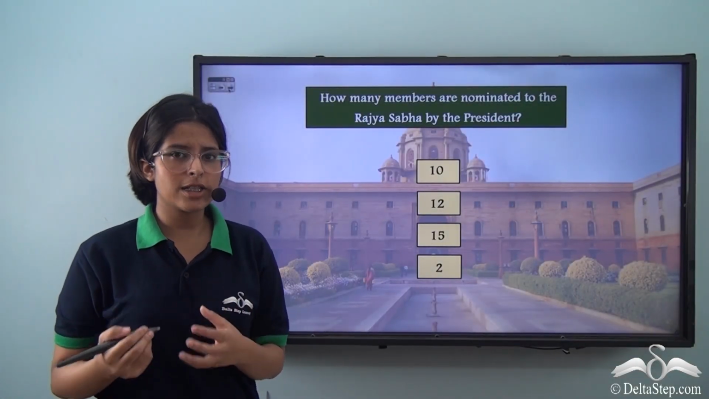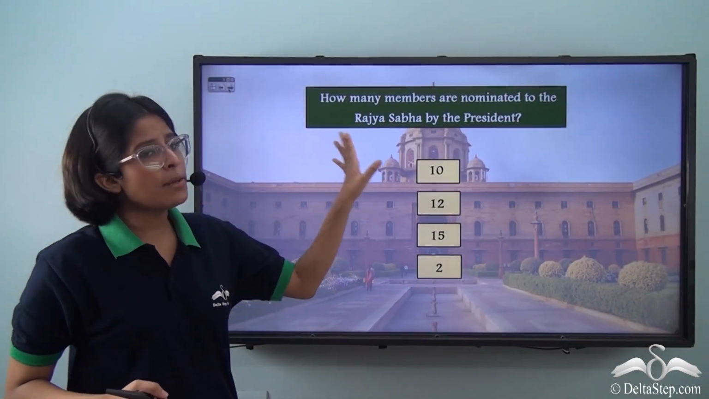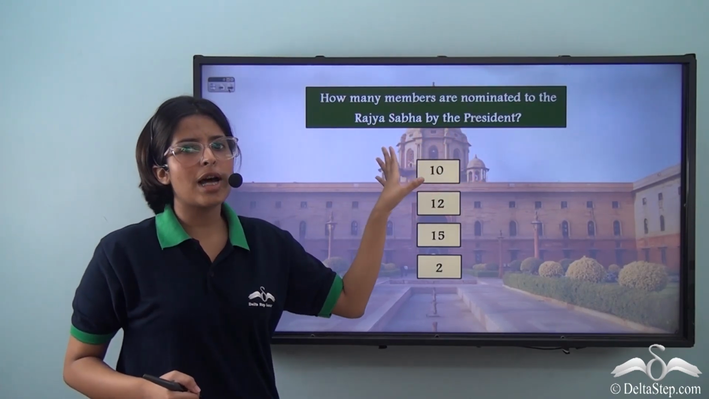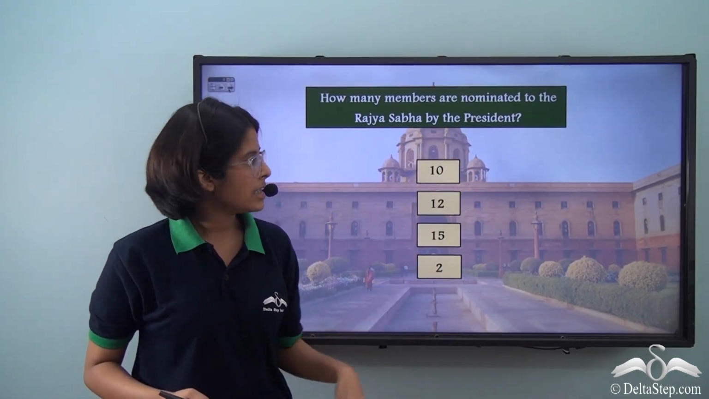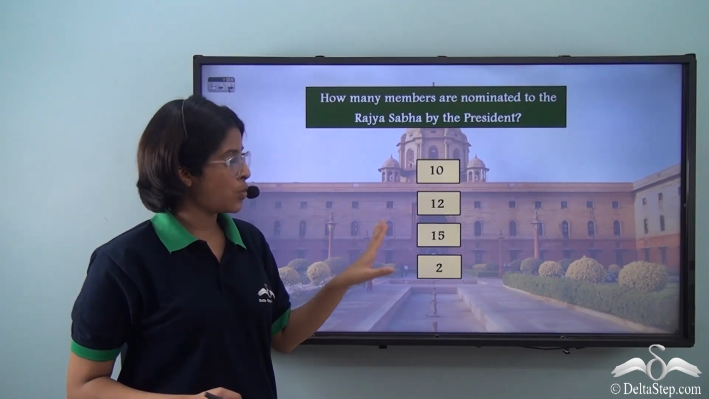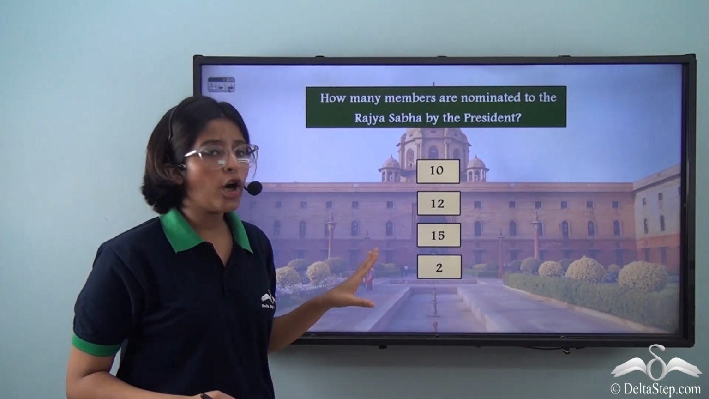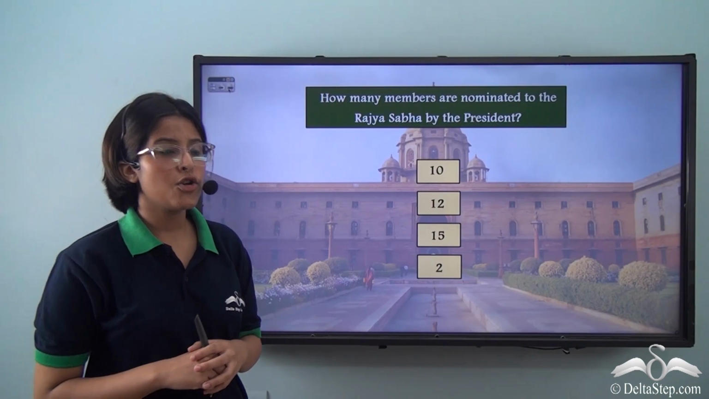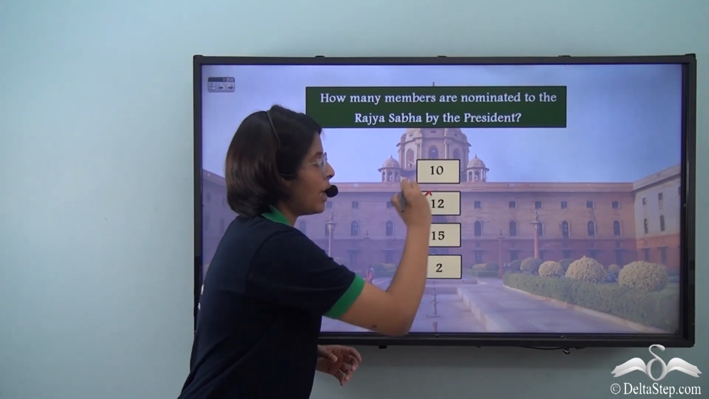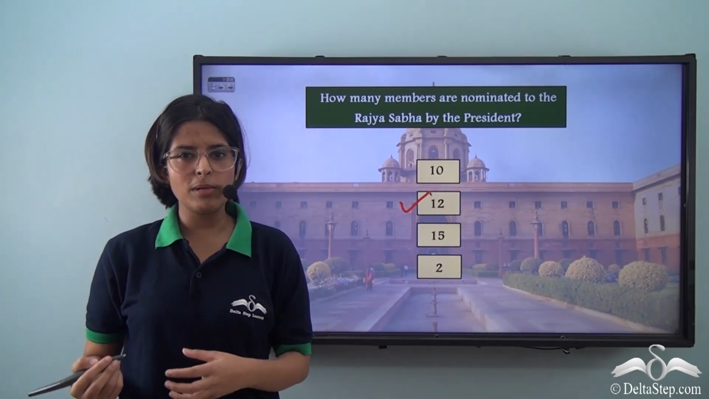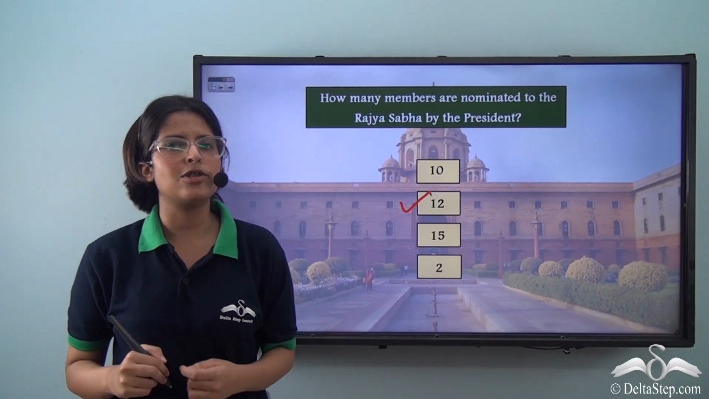So, can you answer this question now? How many members are nominated to the Rajya Sabha by the President? Is it 10, 12, 15 or 2? Right, it is 12. 12 members are nominated by the President to the Rajya Sabha.